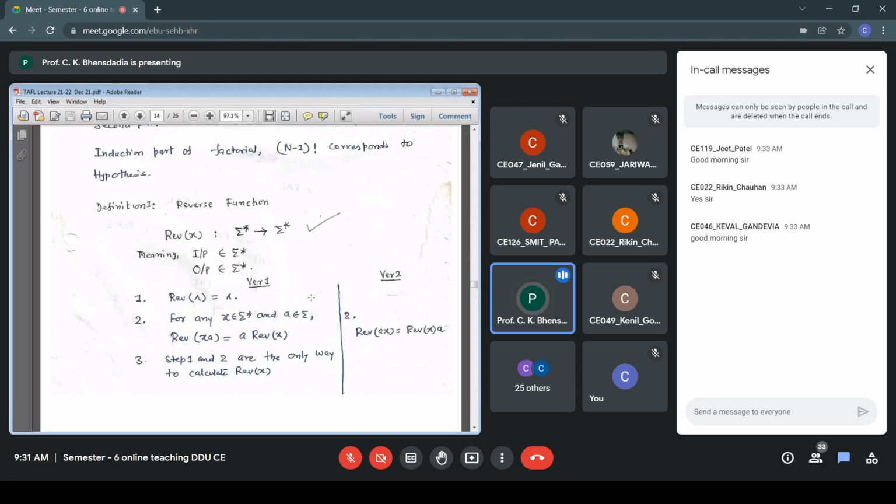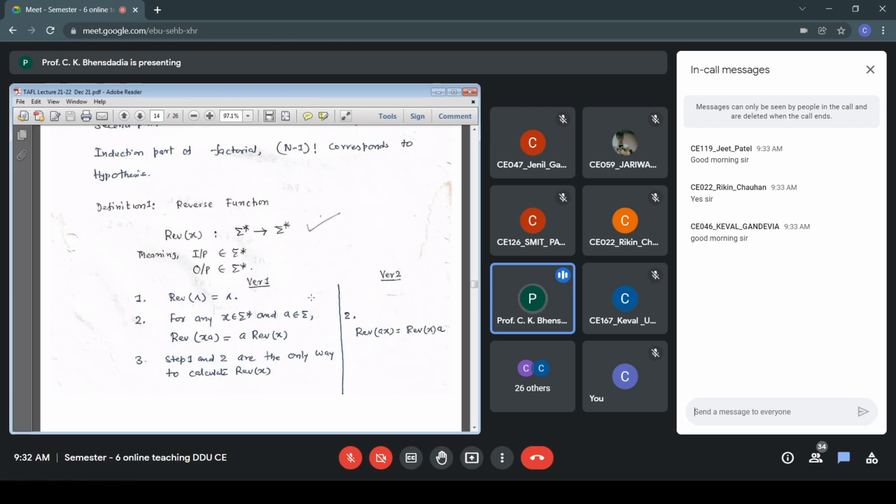If you look at version 1, rule number 2, what we are doing is making the last symbol the first symbol in the reverse string. Reverse of XA: A is our last symbol. A belongs to sigma, it is a symbol. And in the reverse string, we are making that the first symbol. Whereas in version 2, reverse of AX is reverse of X, then A. We can also reverse the string by making the first symbol the last symbol.